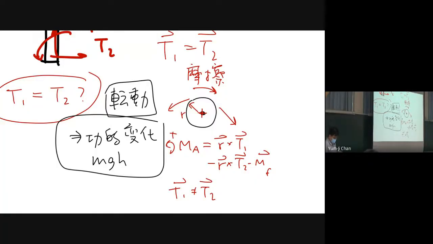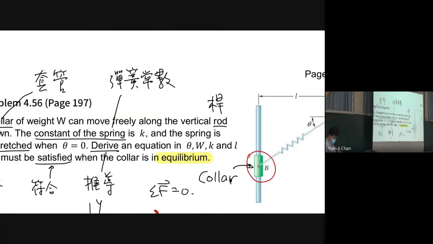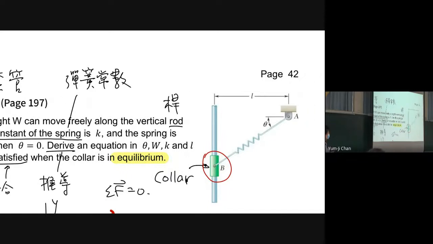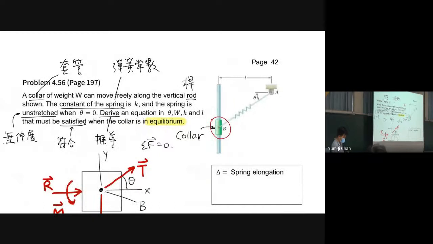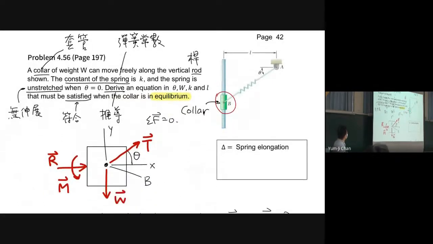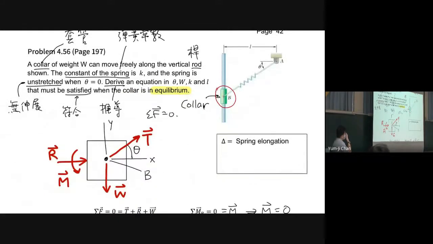Let's go to page 40. Let's go to page 42. On Tuesday, we stopped at the free body diagram. I've explained the question, and the question is asking if this collar is in equilibrium. So what is the relationship between beta, W, K, and L?